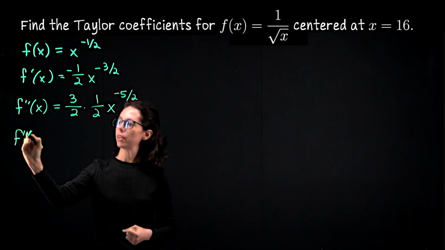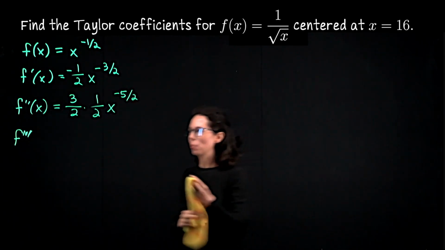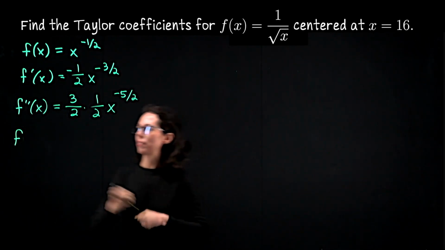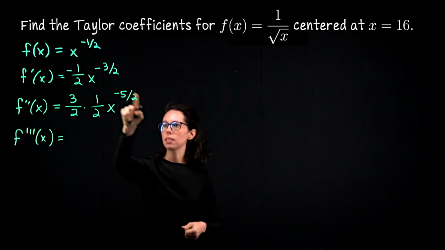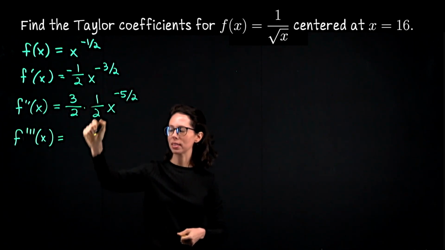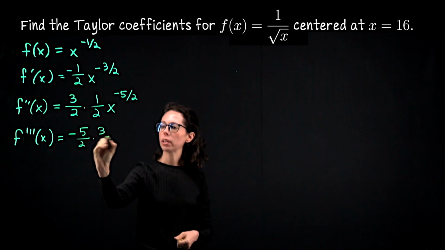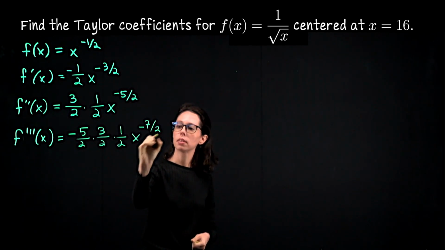The third derivative, I'm trying to write 3 primes here and I think I'm making it worse and worse. Looks like 6 primes at this point. Okay, the third derivative of f is the 5/2 is going to drop down and we're going to pick up a negative again. So you start to see a pattern with the signs here. We now have negative 5 over 2 times 3 over 2 times 1 over 2 x to the negative 7/2.